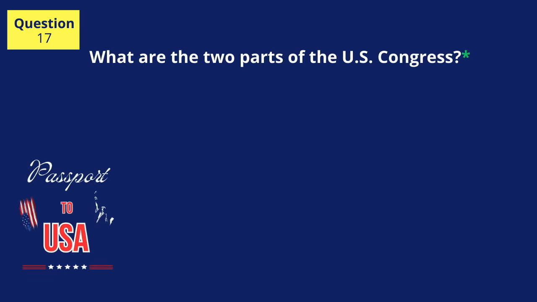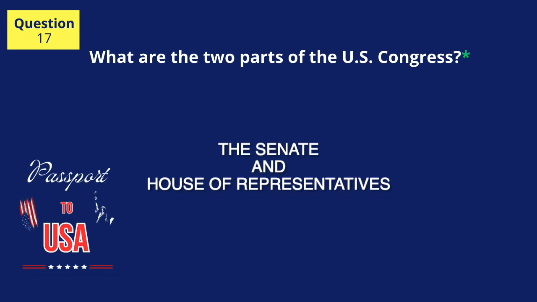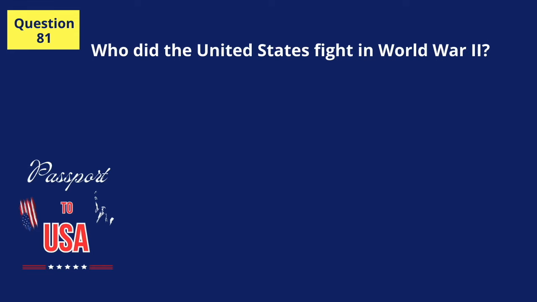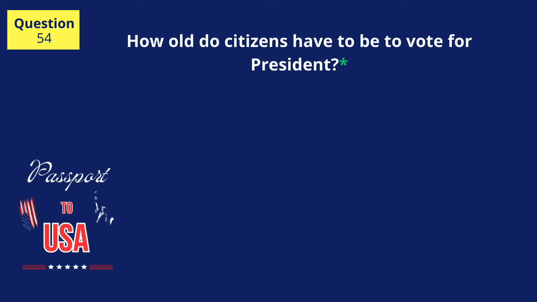What are the two parts of the U.S. Congress? The Senate and House of Representatives. Who did the United States fight in World War II? Japan, Germany, and Italy. How old do citizens have to be to vote for president? Eighteen and older.